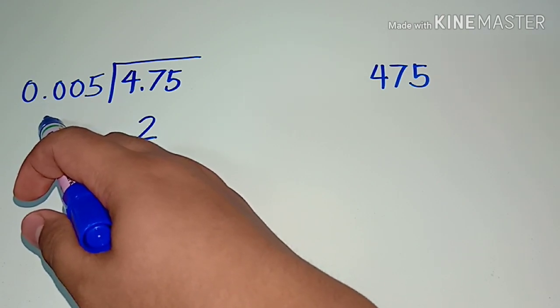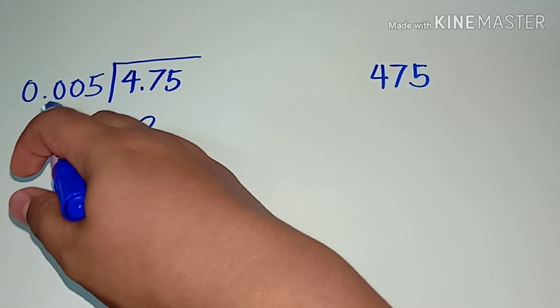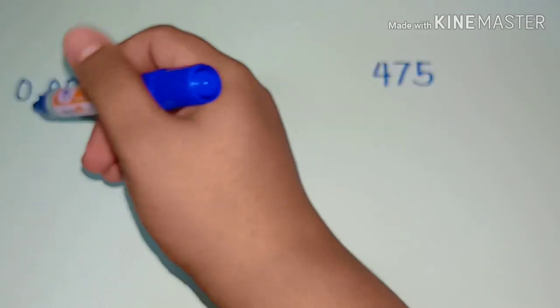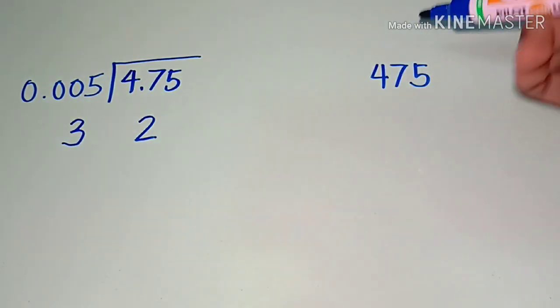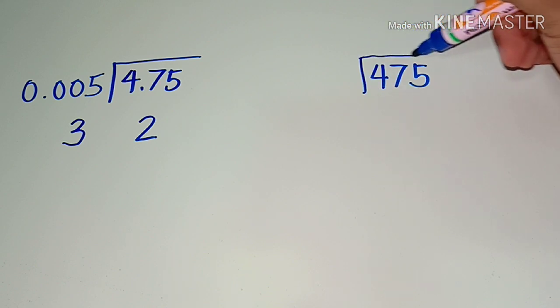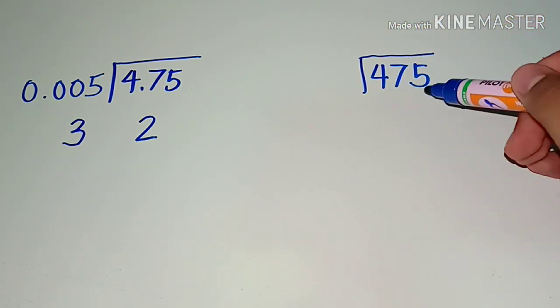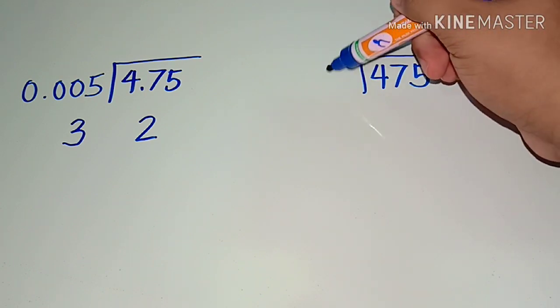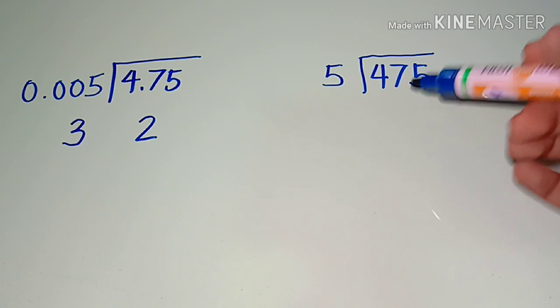Next, we will transform 0.005 into a whole number, and we can make it into a whole number by moving the decimal point 1, 2, 3 places to the right. So take note, put 3 there. So that means from 4.75 divided by 0.005, it will now become 475 divided by 5. So from here, we can divide this one easily.